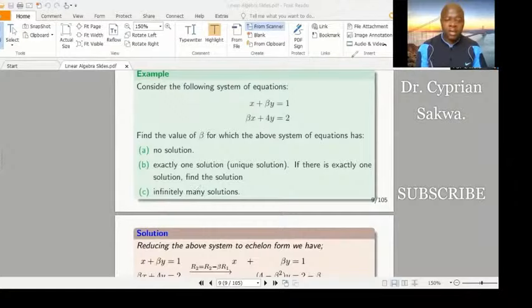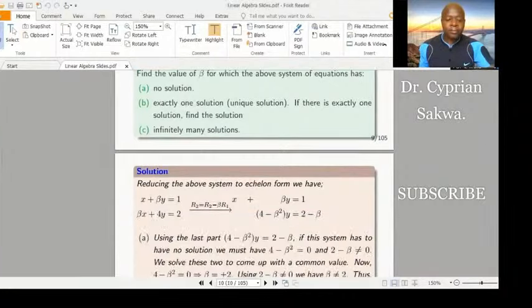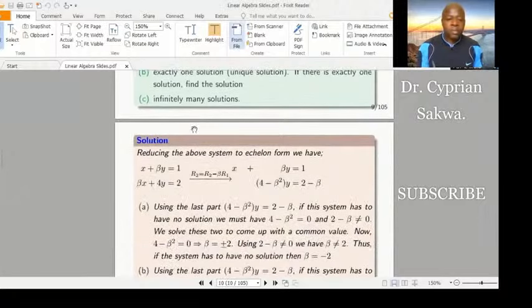Just as I said earlier, the first thing to do here is to reduce this system to echelon form. This is the system. I want this to be the leading entry and the only non-zero entry in the column. To make this one zero, I have to multiply the first row by beta and subtract from the second row. So the second row would now become the previous second row minus beta R1.